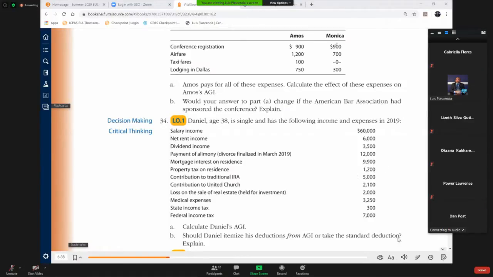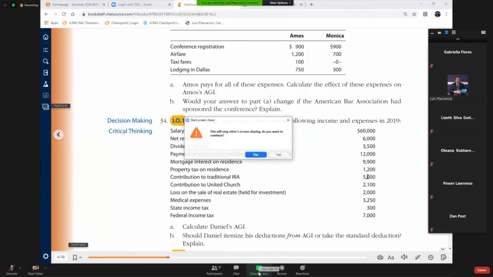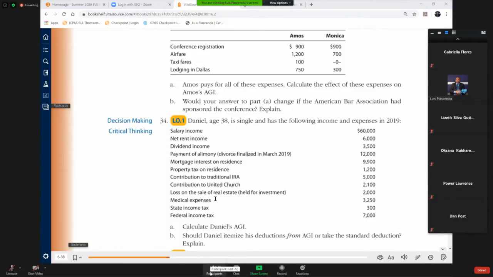Mortgage interest on residence, itemized deduction, right? Property tax on residence, itemized deduction, right? Contribution to a traditional IRA, deduction for AGI, right? Contribution to church, United Church, that's a 501(c)(3) organization. That's a deduction from AGI. Loss on the sale of real estate held for investment, not personal. This is a capital asset. Capital loss, right? Capital losses are deduction for AGI, right? Medical expenses, deduction from AGI, itemized deduction, right? State income tax, itemized deduction. Federal income tax, we apply that against your taxes.